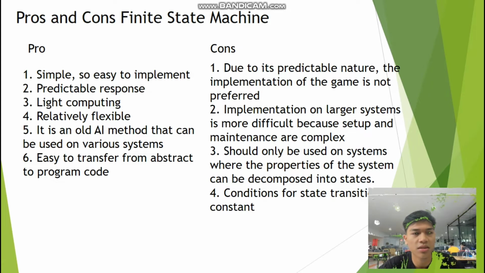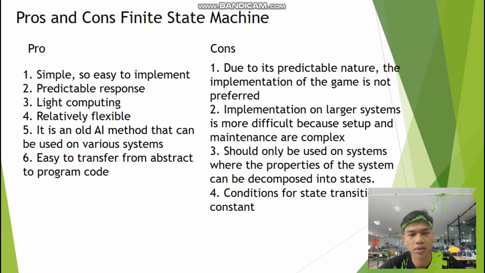Next are the pros and cons of the finite state machine. The pros: one, it is simple to show and easy to implement. Two, it is predictable and responsive. Three, it has light computation. Four, it is relatively flexible. Five, it is an old method that can be used in various systems. Six, it is easy to transfer from the abstract to program code.